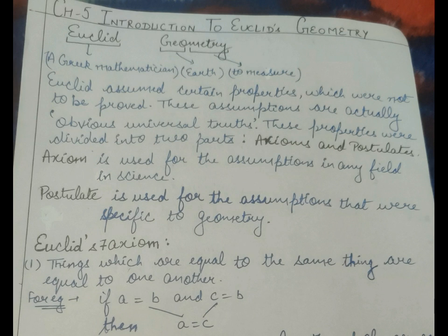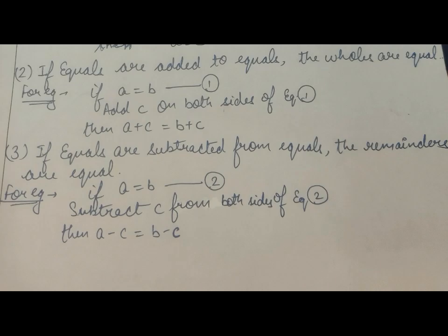Now come to the second axiom: if equals are added to equals, the wholes are equal. For example, if A is equal to B and we add C on both sides of equation number 1, then we'll get A plus C is equal to B plus C. So you can see that if we add an equal thing on both sides, it is still equal.